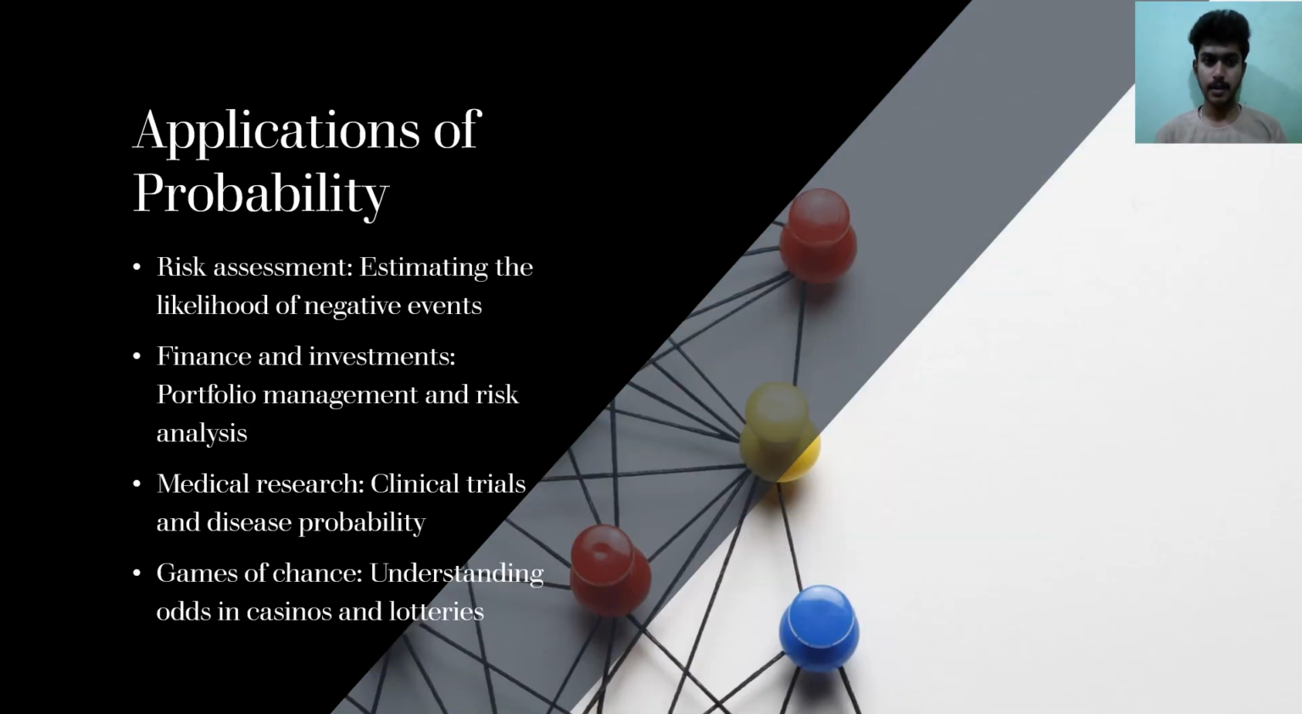Applications of probability. Risk assessment, estimating the likelihood of negative events. Second one, finance and investments: portfolio management and risk analysis. Medical research: clinical trials and disease probability. And games of chance: understanding odds in casinos and lotteries.